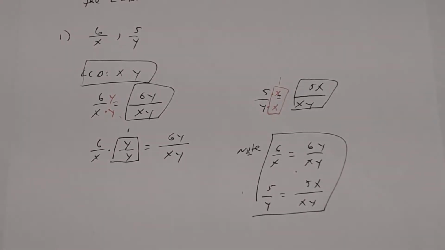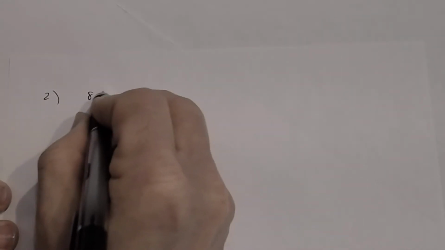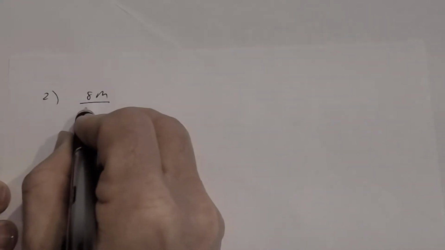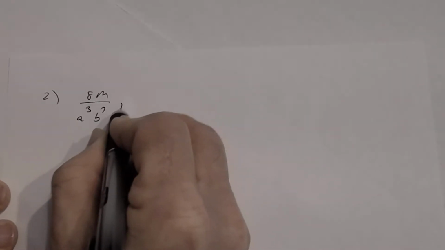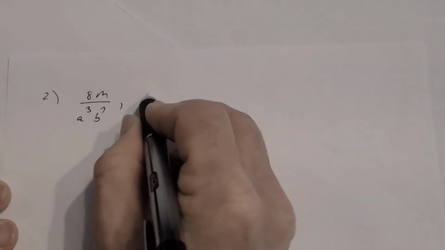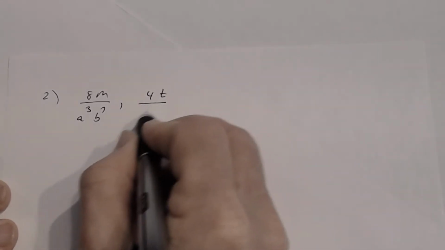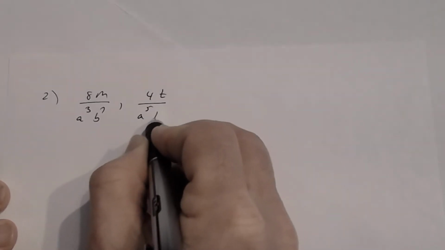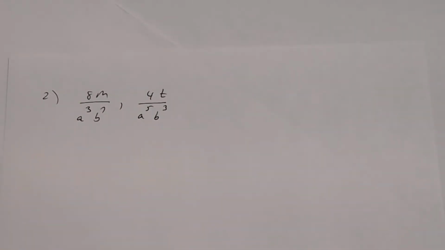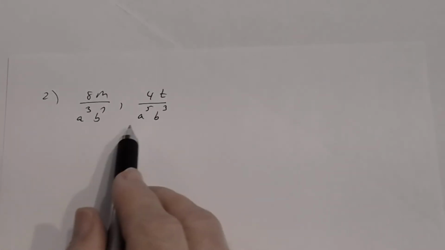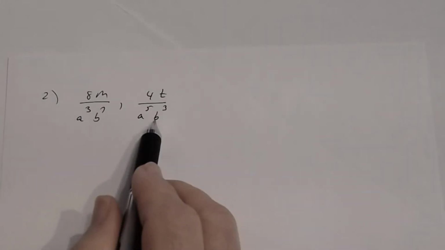Okay, number 2. Let's suppose we had this for number 2. We have 8m divided by a cubed b to the 7. So there's one rational expression. The other rational expression is 4t divided by a to the 5th b to the 3rd power. So I have these two rational expressions. I want to find the least common denominator of those two.